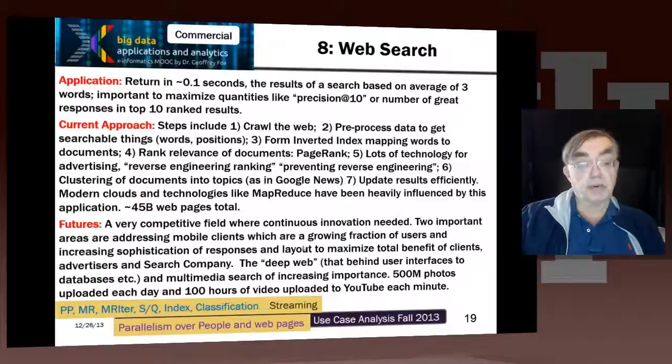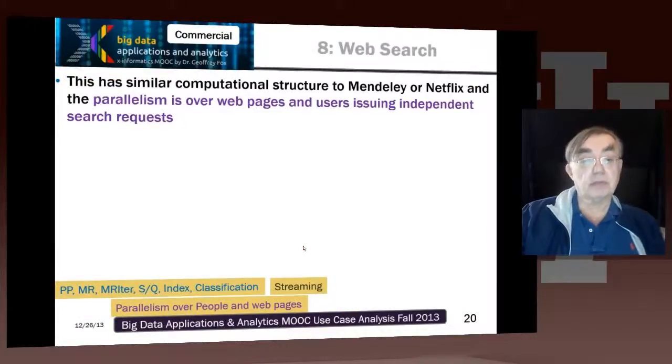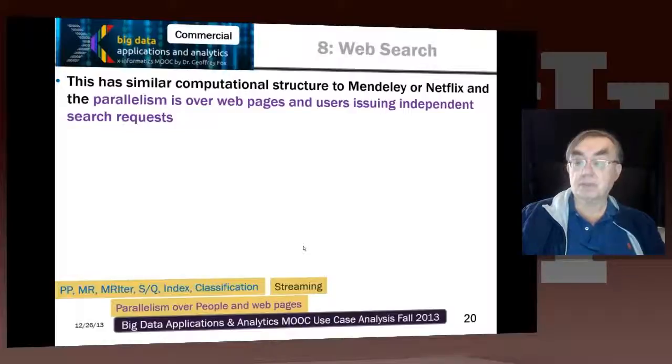And another important area of search is image search and video search, because there's more and more video and images uploaded. I mentioned in the introduction there are 500 million photos at the moment being uploaded every day, and 100 hours of video uploaded to YouTube every minute. So it's a big, big world out there. And actually, this doesn't have any striking new techniques. We've already introduced them, although, as I pointed out, this field actually initiated several critical ones of these techniques. Parallelism is over web pages, and also over the users issuing the independent search requests.